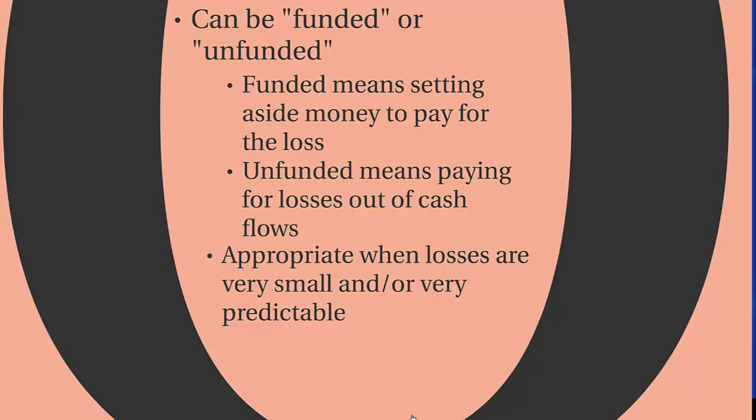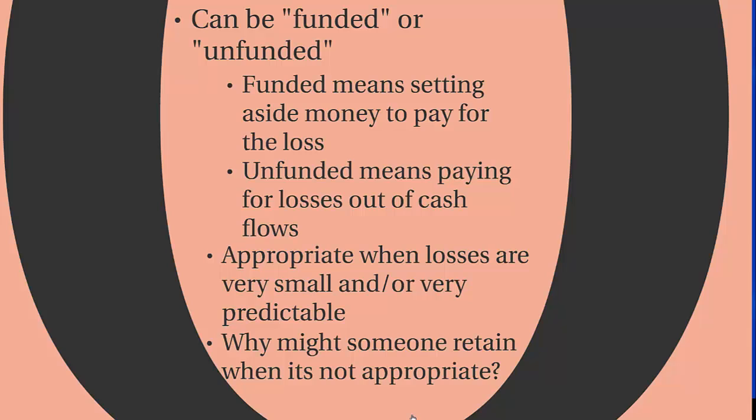Retention is appropriate when losses are very small or very predictable. We'll actually look at this a little bit more when we talk about insurance, because losses that are very predictable should be retained and not insured. But why might someone retain when it's not appropriate? Well, they might do so because they don't know about the risk. They don't even know about the exposure. Or they might think that insurance is too expensive. Or they might just underestimate the chance of loss or the potential size of loss and its impact on their organization. Next, we'll talk about control.